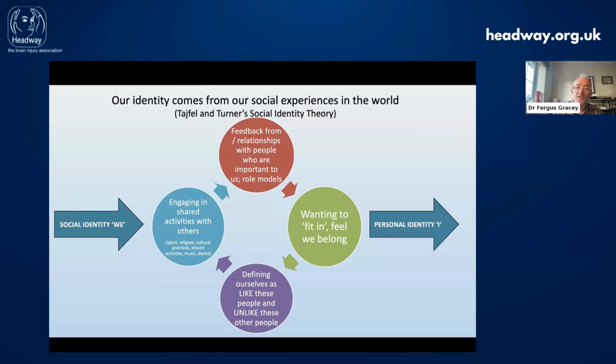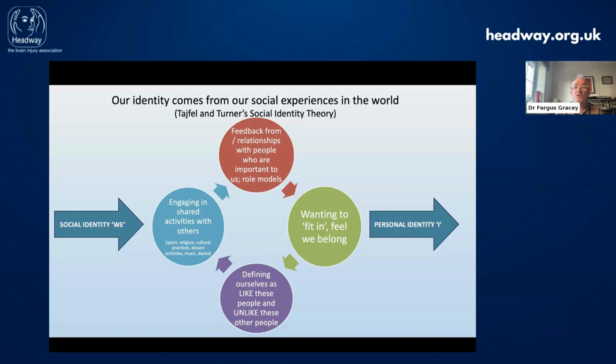I think that's about all I'm going to say. I hope that makes sense, but it's activity, relationships, fitting in, belonging, and defining ourselves as like these people, but unlike those other people. One other thing to say is that within the field of health, people are interested in social identity theory because we get quite a lot from these groups and relationships in terms of things like emotional support and practical support. So that's another element that's important about the social groups that we belong to.